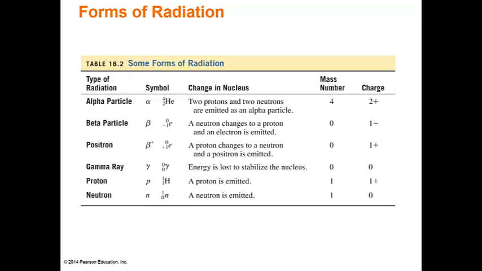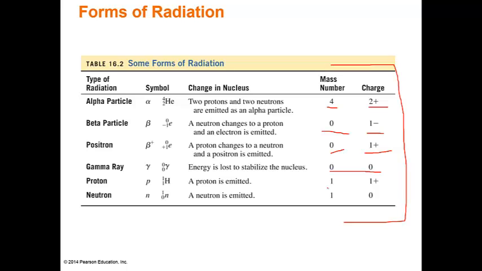Okay, so if we look at these alpha particles, 2 protons, 2 neutrons, are emitted as an alpha particle. So we've got the mass number and the charge right over here. So we've got 4 and charge 2. Beta particles have no mass and a -1 charge. Positrons, no mass and a positive charge. Gamma radiation, no mass and no charge.